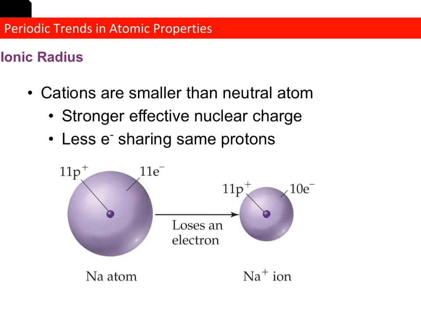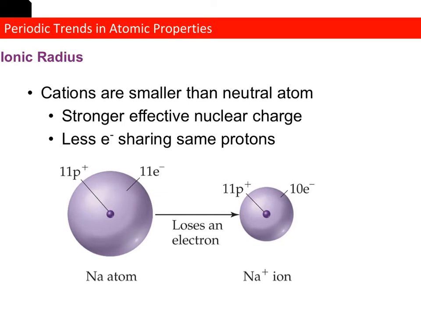Now, along with atomic radius, I'd like to talk about ionic radii. Ionic radius is, again, the size of an ion. It's like the size of an atom, but it's the size of an ion. Now, we can't talk about cations and anions the same. You can compare cations to cations and anions to anions, but you can't compare cations and anions together. So let's first talk about cations.